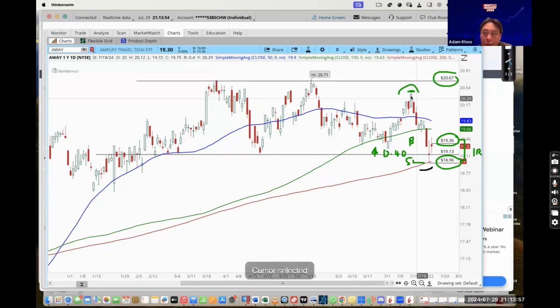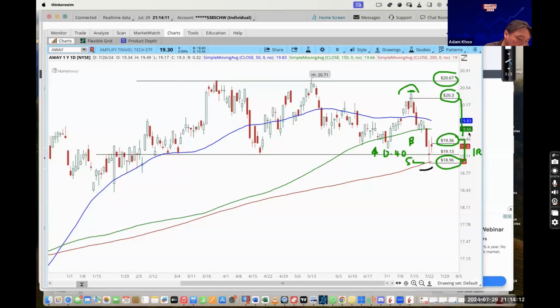Let's say I take profit at $20.30. So if I take profit here, how much money would I make? 2030 minus 1936 is 94 cents. I'll make 94 cents. And 94 cents would be how many R?